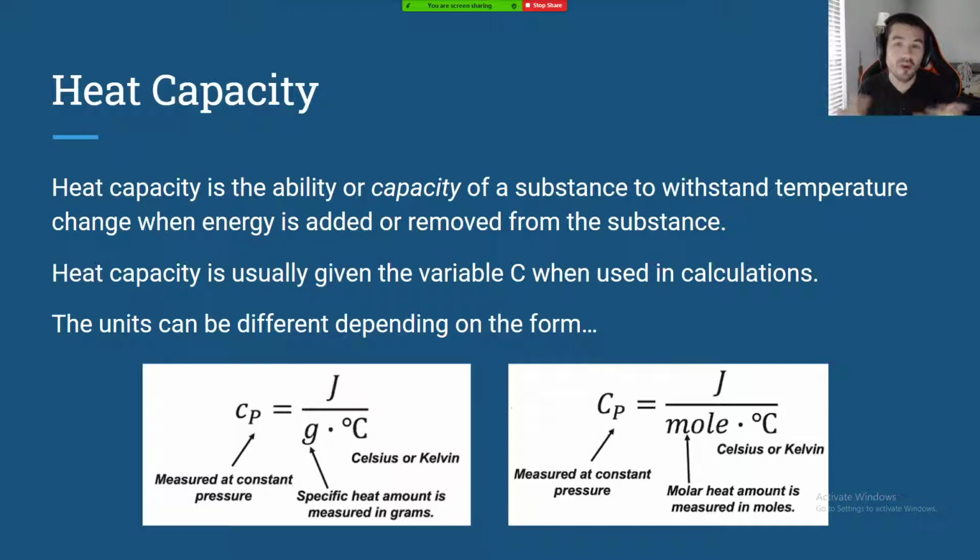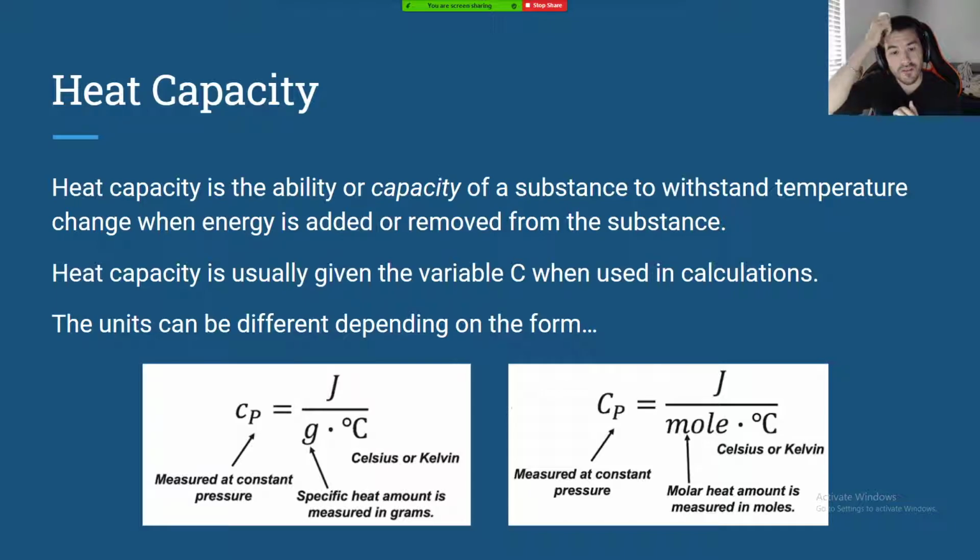So what is heat capacity? All right, well, the definition is it's the ability or capacity of a substance to withstand temperature change when energy is added or removed from the substance. Okay? So it's the ability or the capacity to withstand temperature change. High heat capacity, your substance is good at withstanding temperature change. Low heat capacity, your substance is not good at withstanding temperature change.